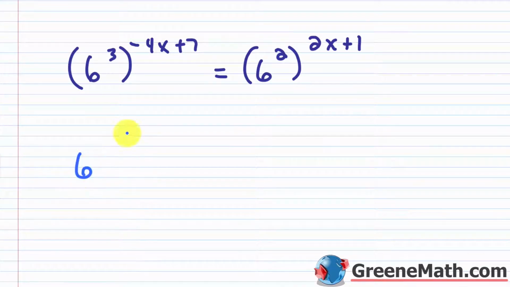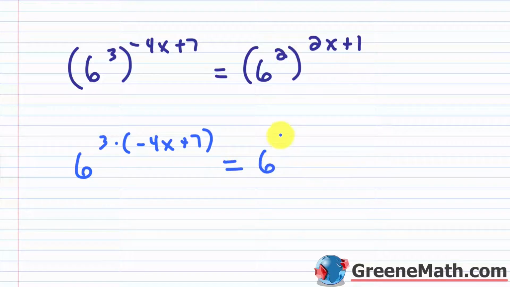So the power to power rule tells me that I'm going to multiply these two exponents. So 3 gets multiplied by this quantity. So 3 times the quantity negative 4x plus 7. Make sure you use parentheses, because if you don't, you're going to make a silly mistake. This equals 6 to the power of what? Use parentheses. 2 times the quantity 2x plus 1.